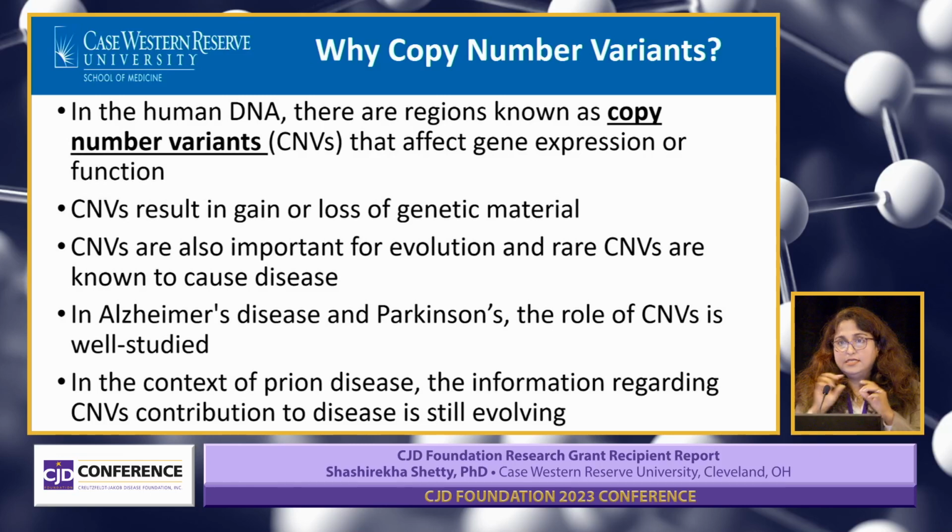CNV results in gains and losses. What does that mean? Loss means loss of genetic material or genes, which in turn would affect protein expression. Similarly, if you have a gain, that means you have too much of that gene, you're going to have more expression, more protein, so again, that's not good. You want a balance. In the context of Alzheimer's disease and Parkinson's, CNVs have been well studied, but we know very little about it in the prion world.